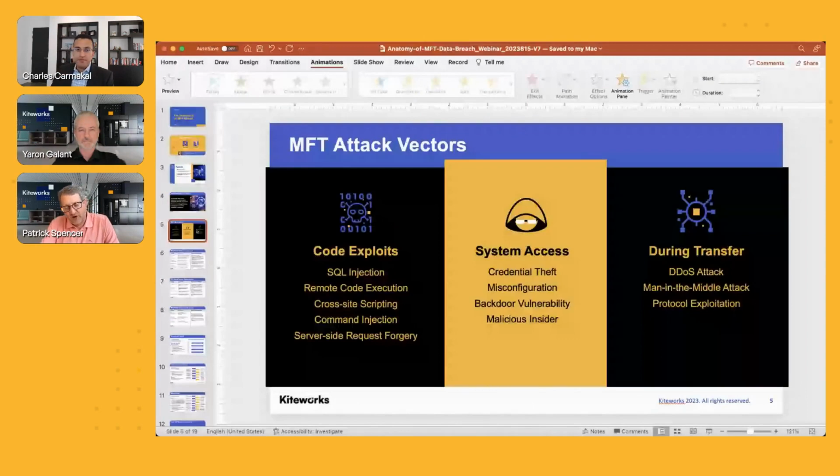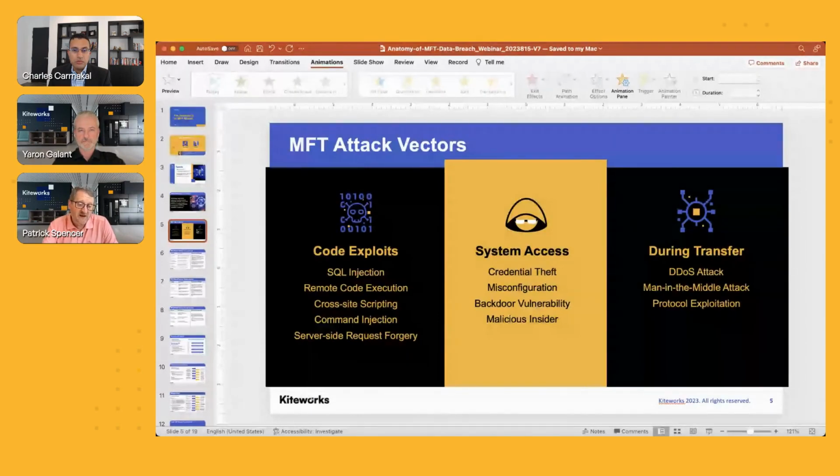When we broke it down, this is probably oversimplified, but I thought it would be helpful for our audience to understand, when MFT solutions are breached, what are some of the main attack vectors? We broke them down into 3 taxonomies here. First of all, code exploits. We're talking about SQL injection, remote code execution, cross-site scripting, command injection, et cetera. We could add more to this list, but these are the ones more prevalent in this case. Then we have system access: credential theft, misconfiguration, which is a big issue.